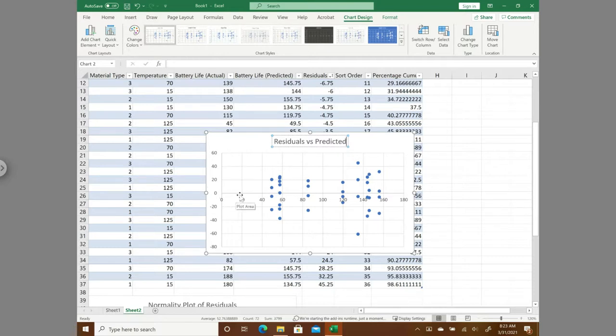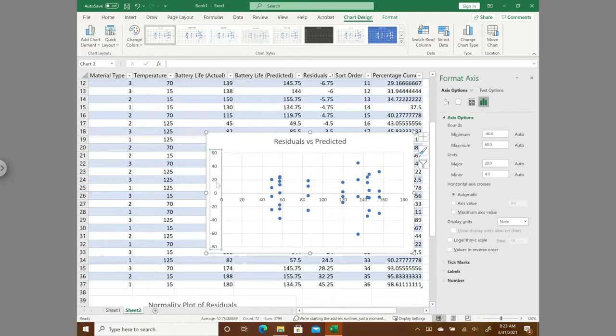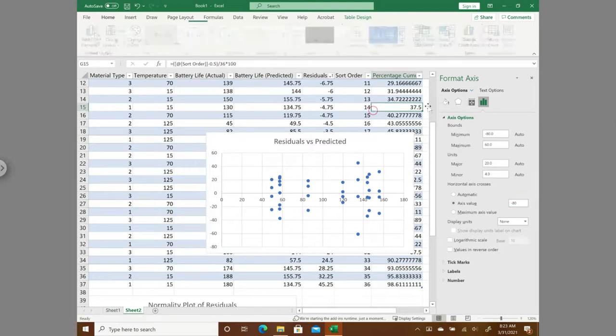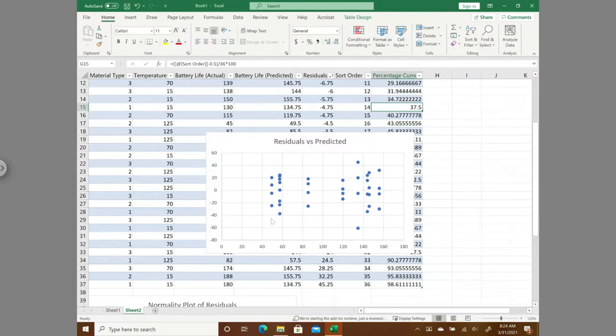So let's bring this x-axis down at minus 80. I'm going to double click on the y-axis and make the horizontal axis cross the y-axis at minus 80. Okay, that's good. Then next we can add the axis titles here.